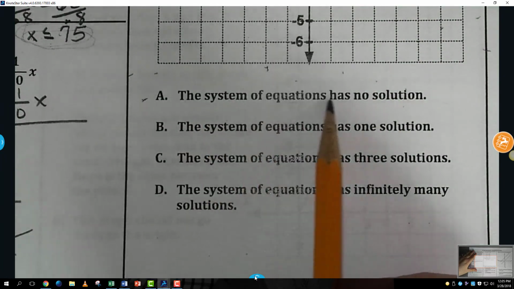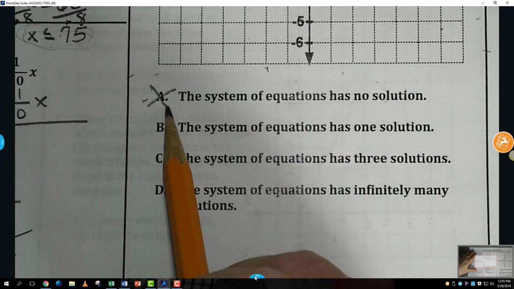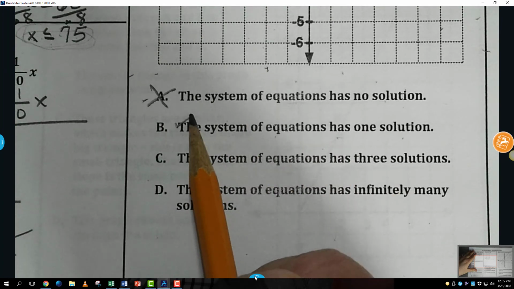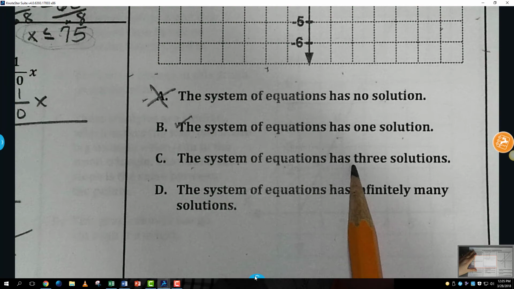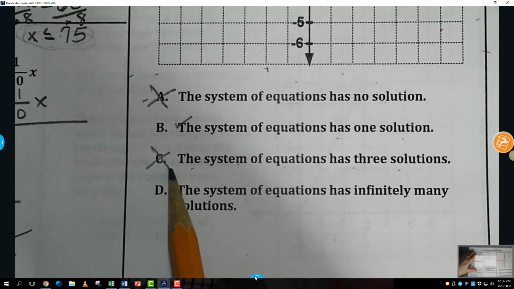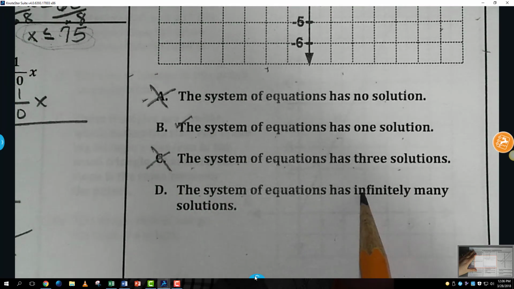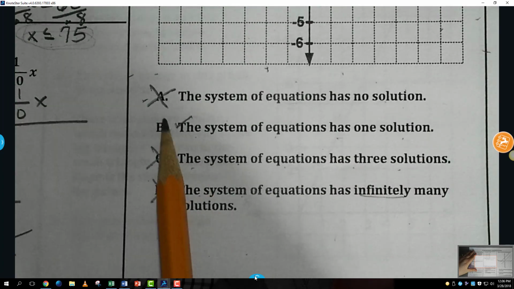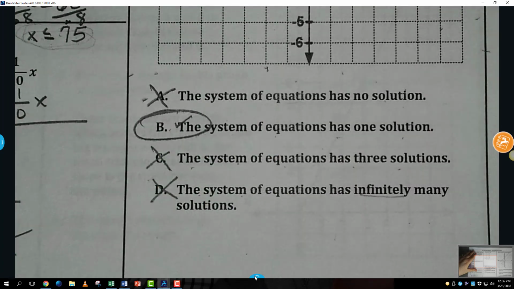Okay, the system of equations has no solution. Nope, they do intersect. The system of equations has one solution. No, that's true. The system of equations has 3 solutions? No, I don't think so. The system of equations has infinite? No, they're different lines. So obviously the answer was B. And there's that video.